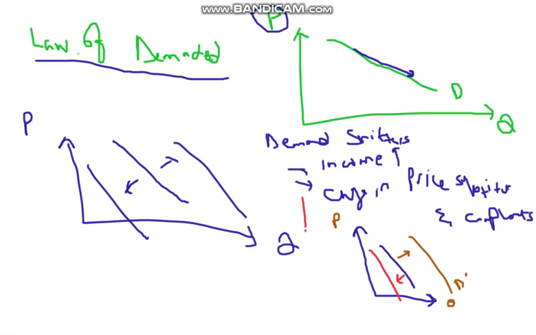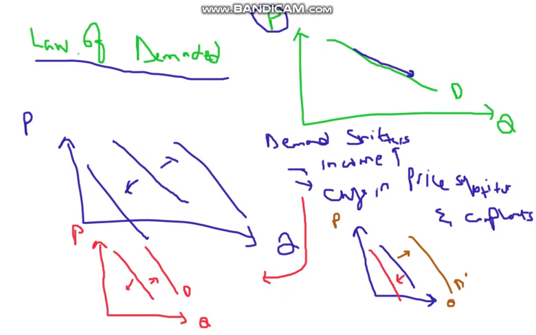Taking the change in the price of substitutes, when the price of the substitute increases, the consumer will increase the demand for the specific product. So the demand curve will shift to the right, and if the price of the substitute decreases, the consumer will switch to the substitute product and the demand for that certain good will go down.